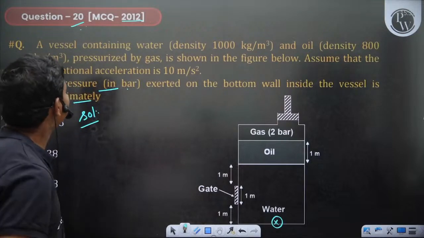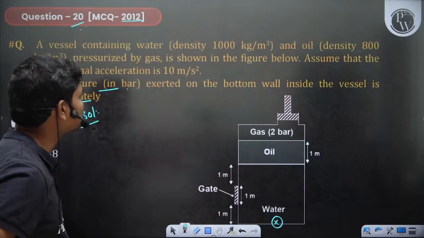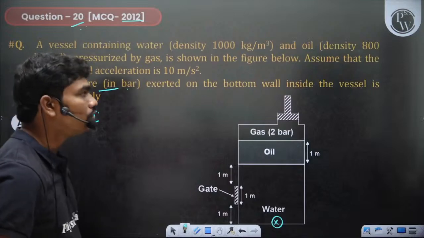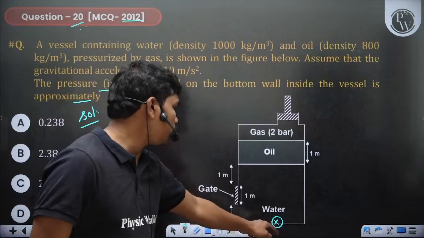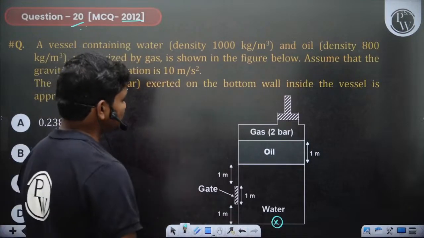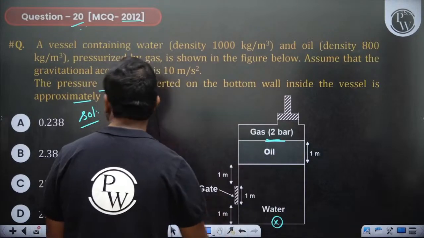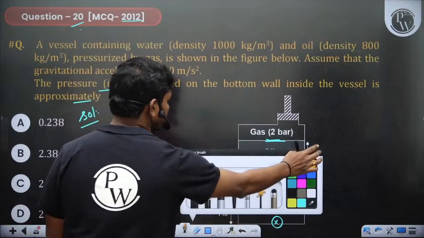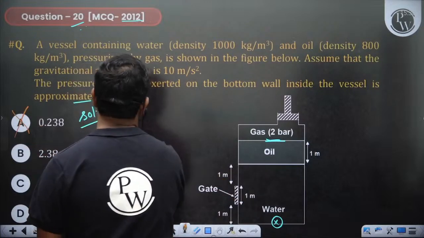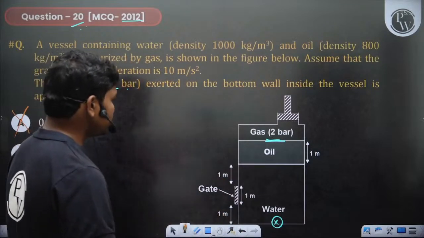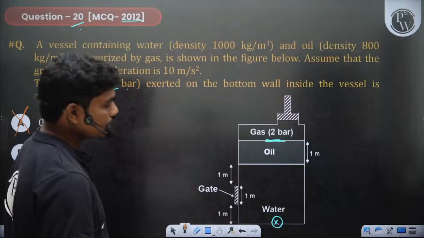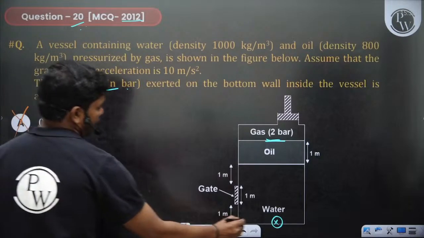Chalo. A vessel containing water, so what should you do? Pressure on the bottom wall inside the vessel. So at this point, clearly you see it's 2 bar already. So you have oil plus water, so the answer should definitely be more than 2. Okay, then 2.38 or 3.8, whatever.